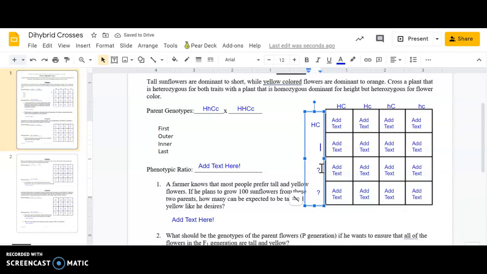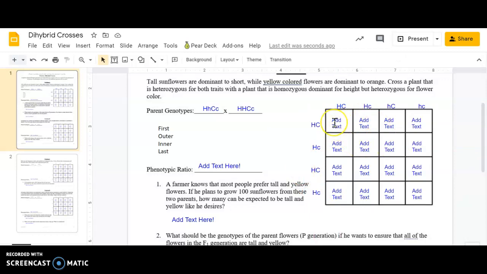So the very outer letters, we have a big H and we have a little c. Inner letters, the 2 letters in the middle, big H, big C. And then the last letters of each trait, we have big H, little c. Okay, so both parents are set up.